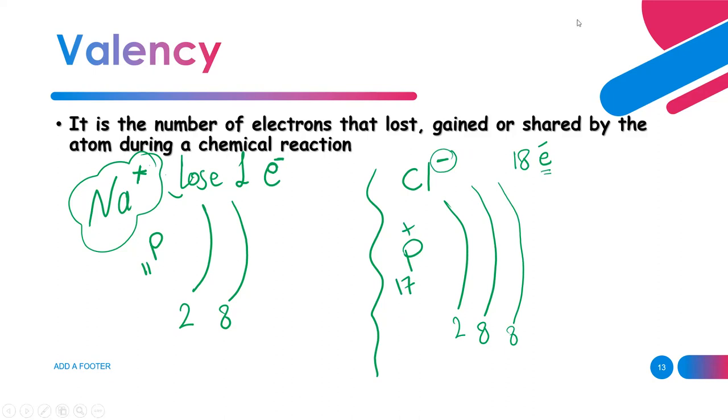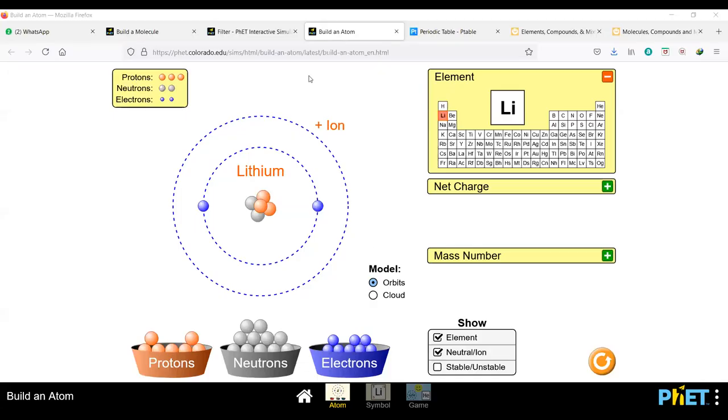Okay, let's see by ourselves with this one. Look with me here. I'm going to add positive protons and negative electrons, and it will be written here whether it is a neutral atom, a negative ion or a positive ion. So let's start with 4 protons. It's beryllium, okay? And I'm going to add 4 neutrons and 4 electrons, the same number as protons.